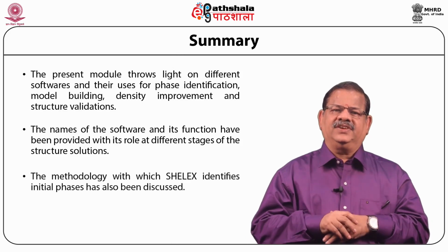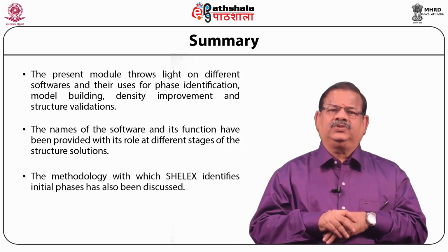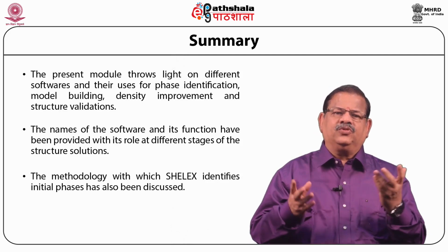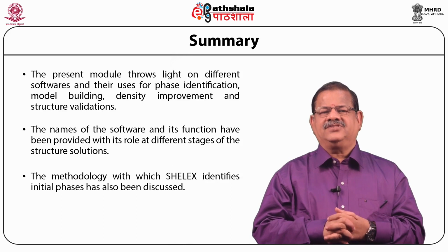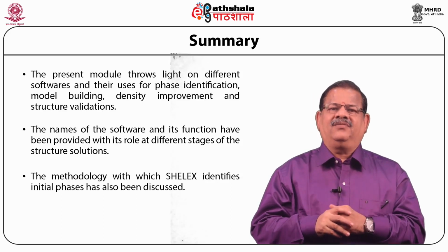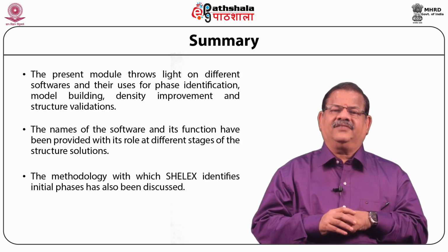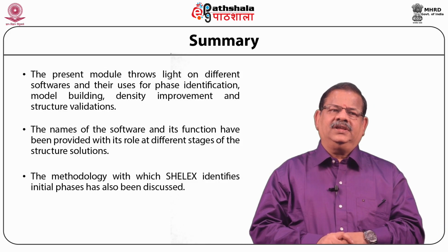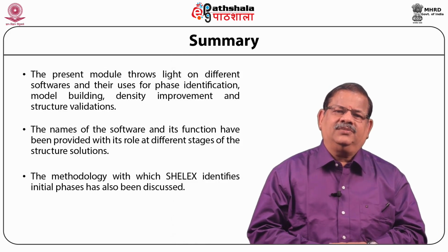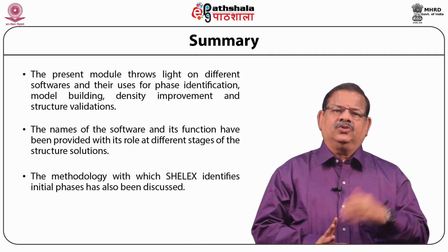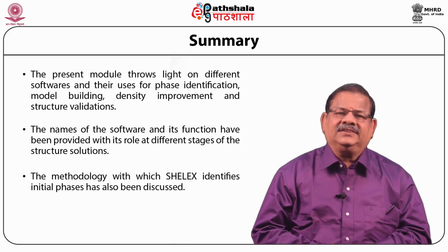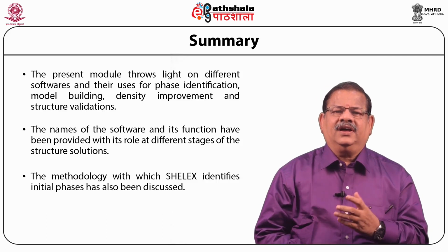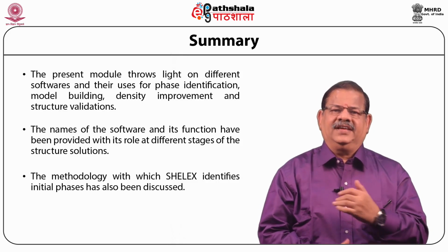The methodology with which the SHELX suite identifies initial phases has also been discussed. This is purely based on the anomalous scattering, which will be pronounced at a wavelength where the anomalous part correction F double prime is more. And this could be done usually when you take your selenomethionine derivatized protein to the synchrotron and you collect the wavelength at a value where you have the absorption edge of selenium nearby.